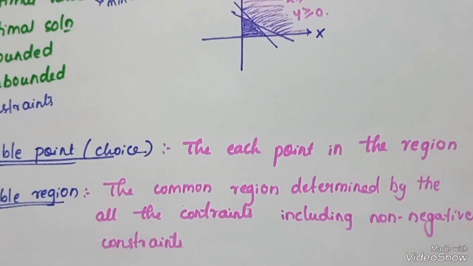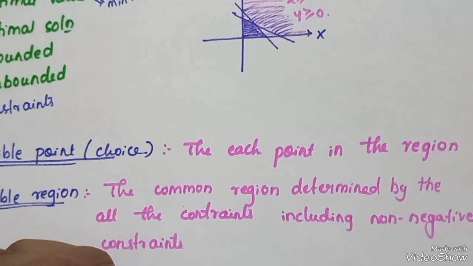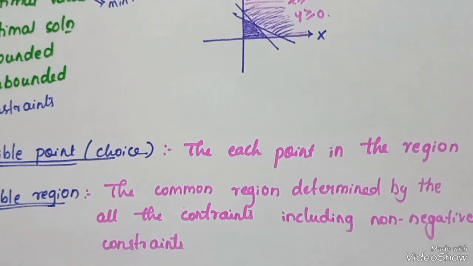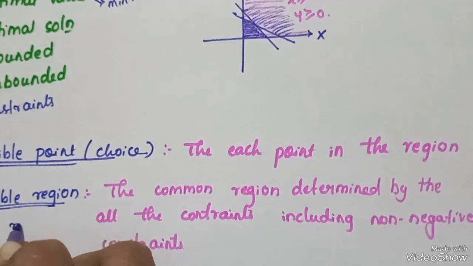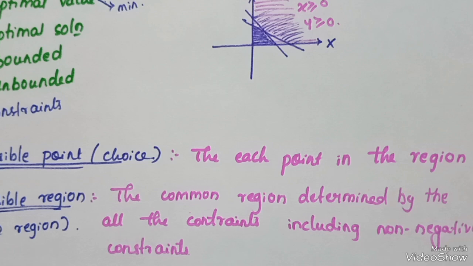Then the feasible region has another name, the solution region. The feasible region or solution region is the shaded region of the common points of the LPP. Okay, next point, the infeasible region.